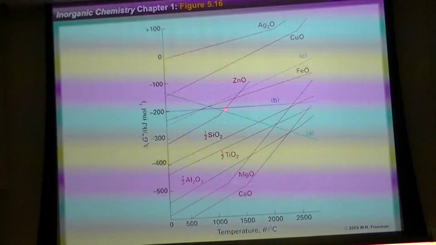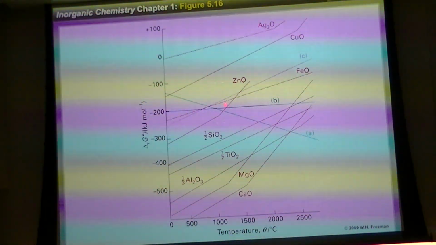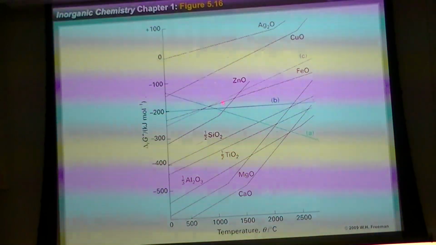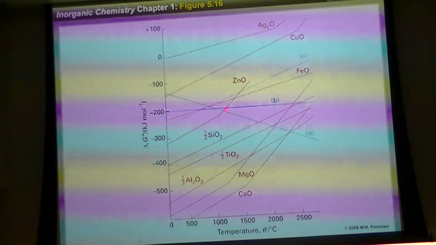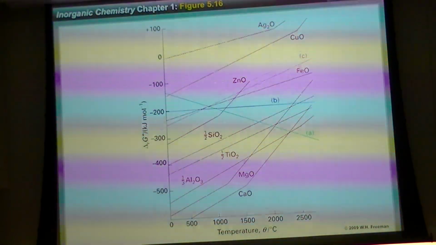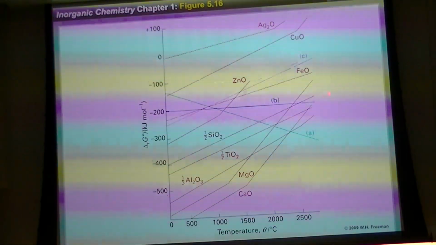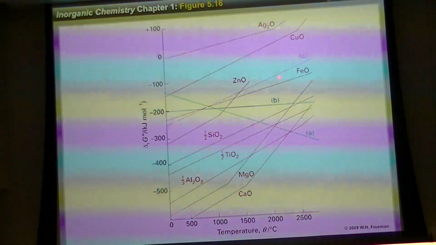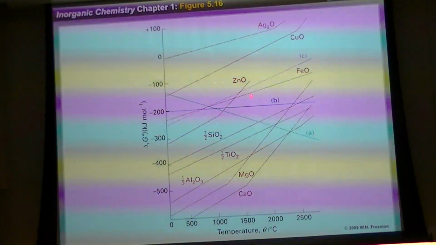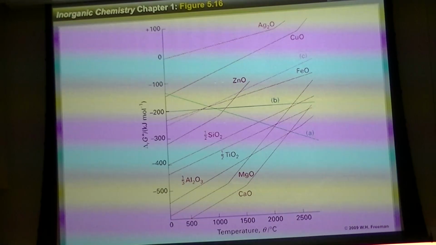You can see that zinc crosses this green line there, and it crosses the blue line here, which is a little bit high in temperature. So when you're able to cross that line there, then you can perform the other reaction, which is carbon being oxidized to carbon dioxide, and then zinc oxide being reduced to zinc metal. And the same when you cross the magenta line. So the more lines you cross, the more reactions can occur with carbon.